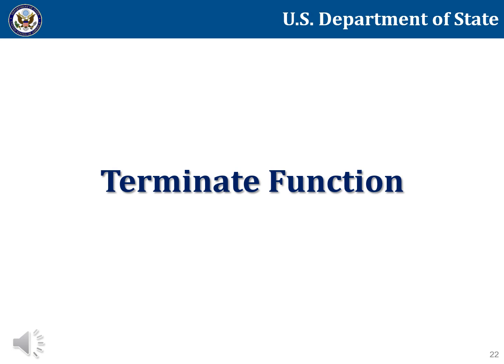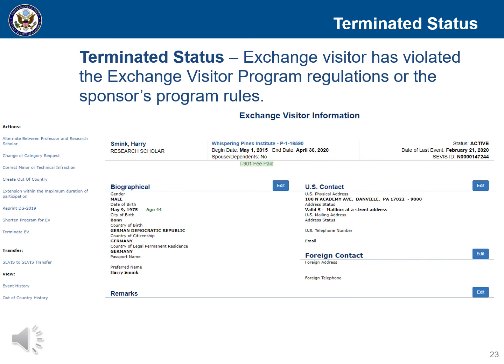Now we will discuss the terminate function. Terminated status indicates an exchange visitor has violated the Exchange Visitor Program regulations or the sponsor's program rules. An exchange visitor can be terminated by using the Terminate EV link on the left-hand side of the Exchange Visitor information screen. The Terminate EV link will be available for any exchange visitor in active or inactive status.